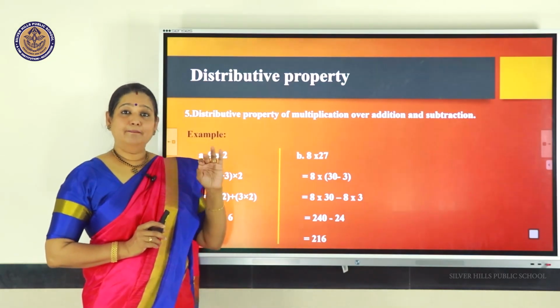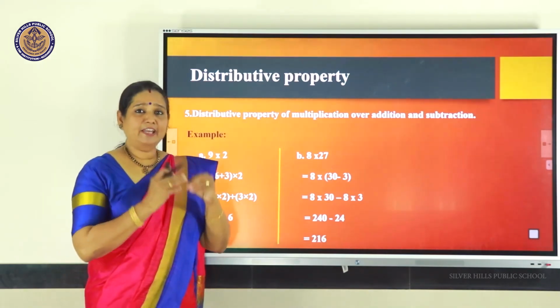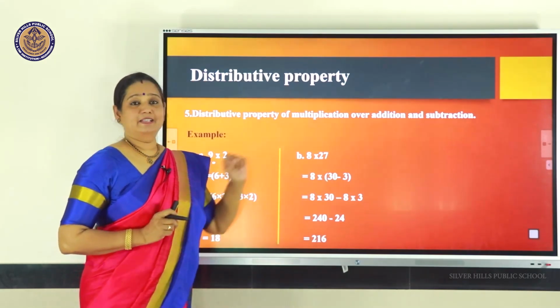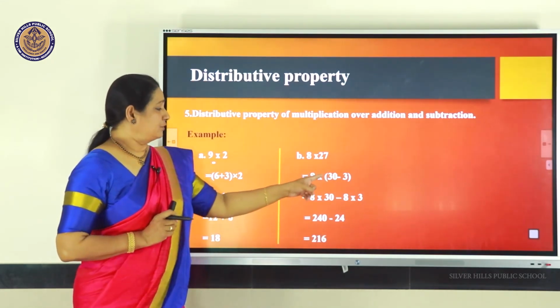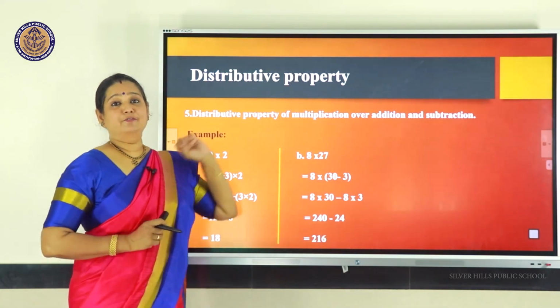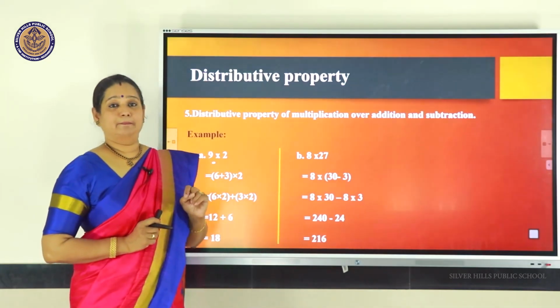When you break, be very careful. You can select a number which is very close to that number. So, 8 into 30 minus 3. Now, you are going to multiply first 8 with 30. Then again you are going to multiply 8 with 3.